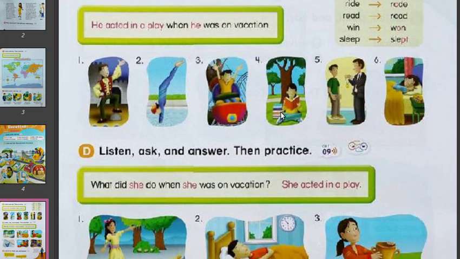Here, he read a lot of books. Read: I don't change the spelling, but I change the pronunciation. I change the speaking of the word. I spell it the same, read, but in past tense I say, I read a book yesterday. Same here, he read a lot of books when he was on vacation. He won a competition when he was on vacation. And here, he slept late when he was on vacation.